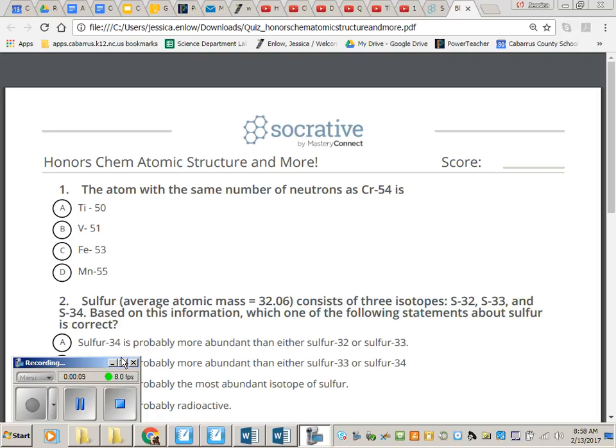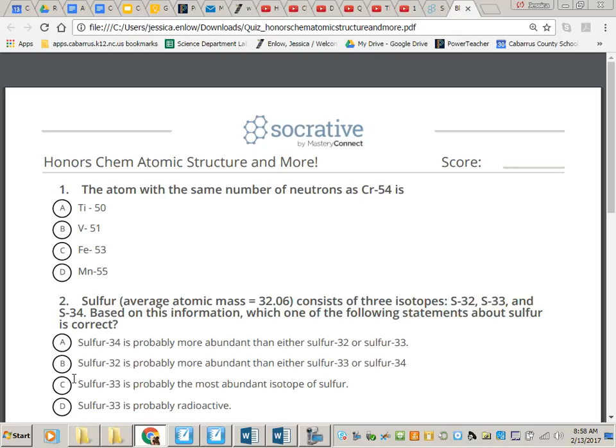Chromium 54. What does that chromium dash 54 mean? Oh, that's the atomic mass. It's an isotope of chromium. Okay, you find chromium, atomic number what? 24. Okay. If atomic number 24 is what you see on the periodic table, what does that atomic number tell you? 24 protons.